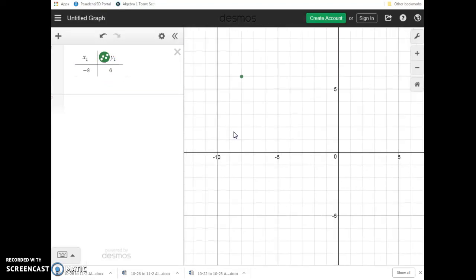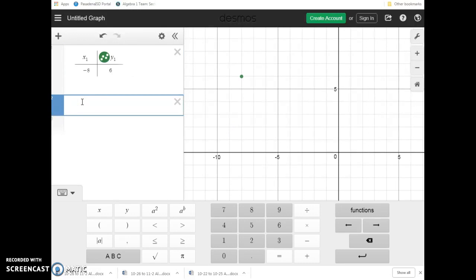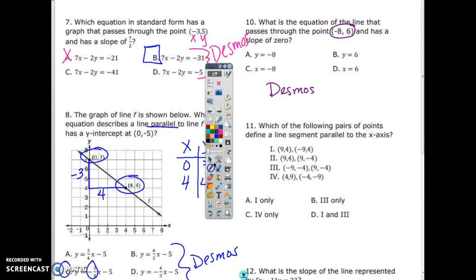The line has to pass through there. Okay? And it has to have a 0 slope. Now, I don't know if y'all remember on the word wall, 0 slope looks like this. It's a horizontal line. 0 slope. So the line has to look like that, and it has to go through this point. So when I'm plotting these equations, make sure you're looking for 0 slope. Okay? Let's see.